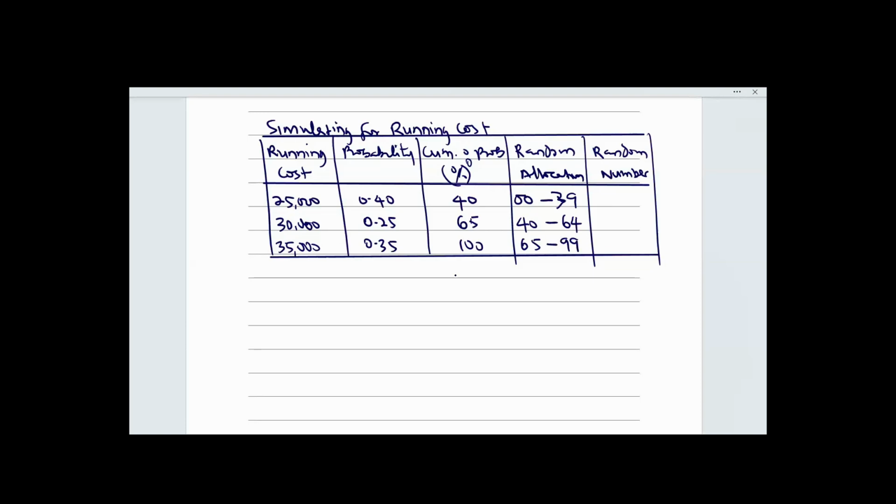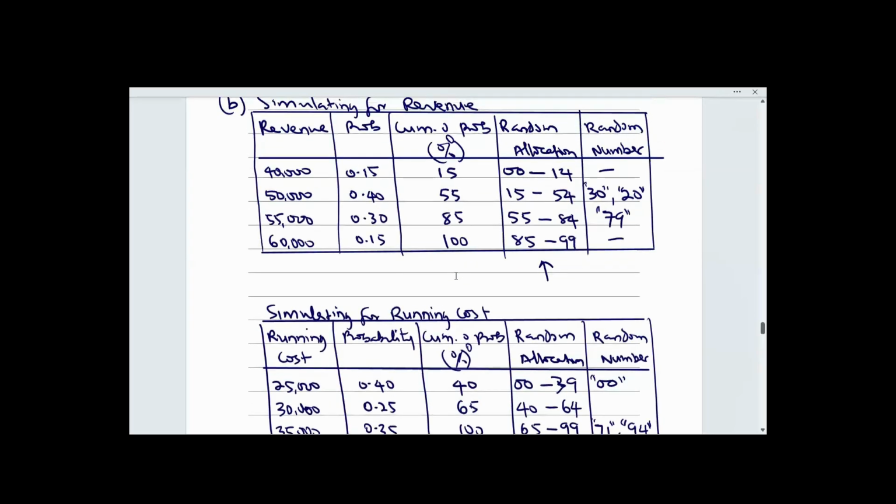So give me the random number for running cost. 71. 71 will fall in the third line. Then 00, the first line. And the last one, 94. 94 is here. Again, with this, we have simulated for running costs. This is the first step.